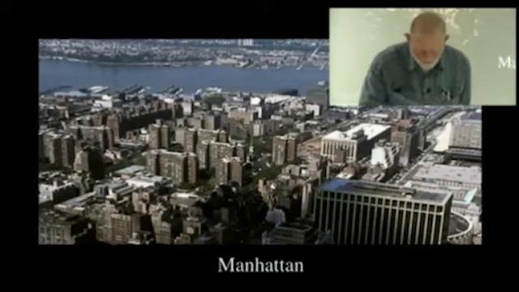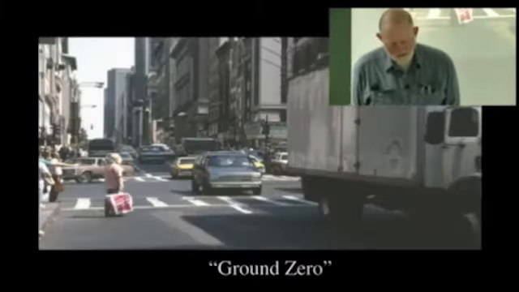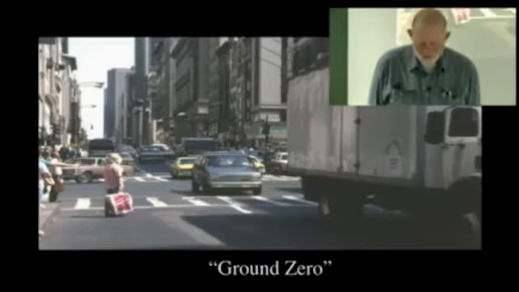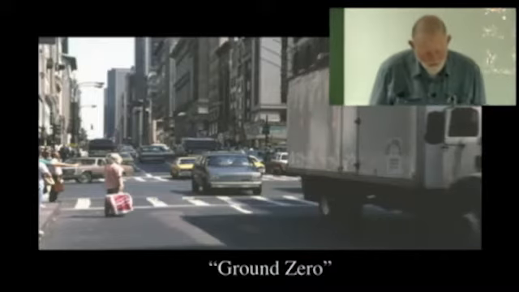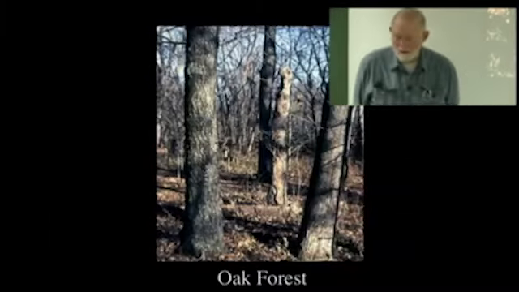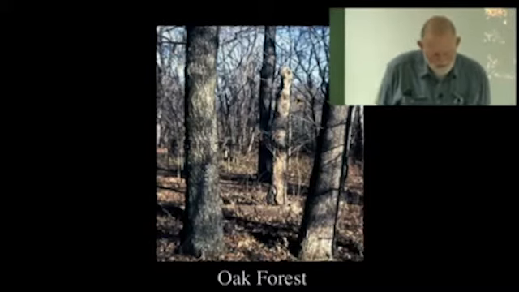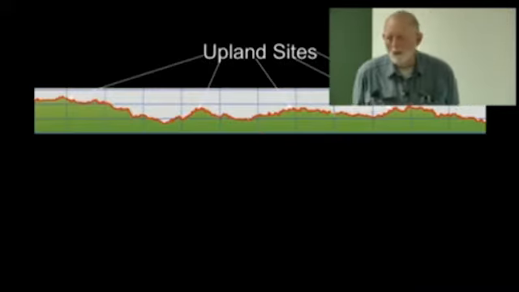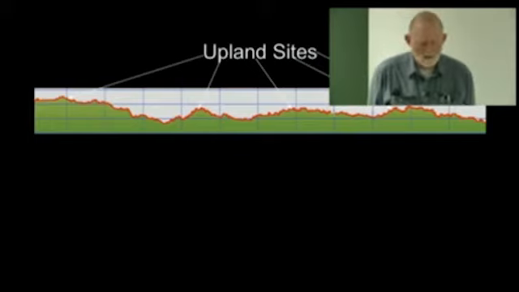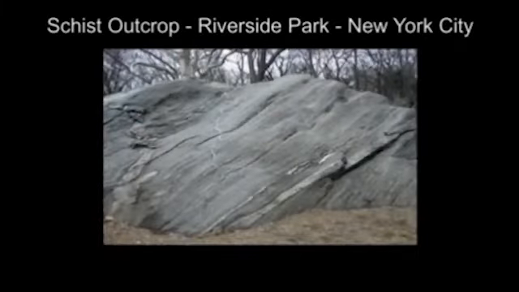And Manhattan, of course, is characterized by lots of impervious surface, lots of factors that would contribute to an urban heat island. At the other end of the gradient was an oak forest in a county park in rural Connecticut. He selected upland sites along this gradient that were well-drained sites that would be similar in terms of their geology. They were all sites primarily on schist outcrops or on schists.